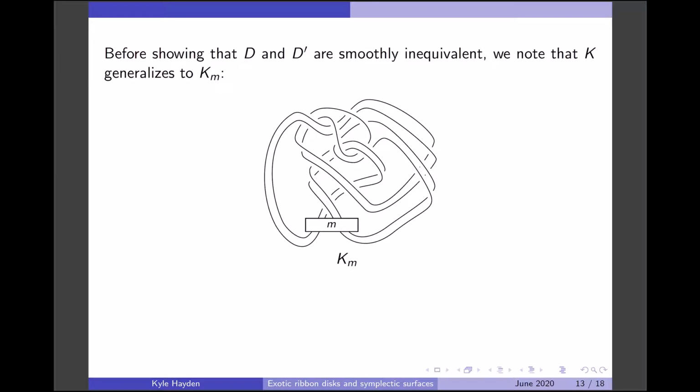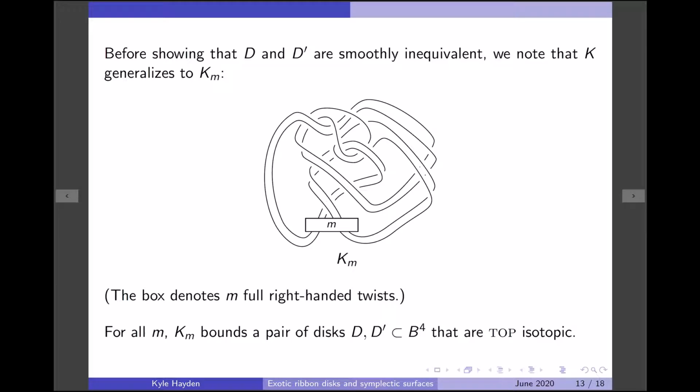And the point to note is that for all integers m, the knot Km bounds a pair of disks D and D prime constructed just as before, and they'll be topologically isotopic. So the whole construction and argument runs through when we introduce these twists to get an infinite collection.